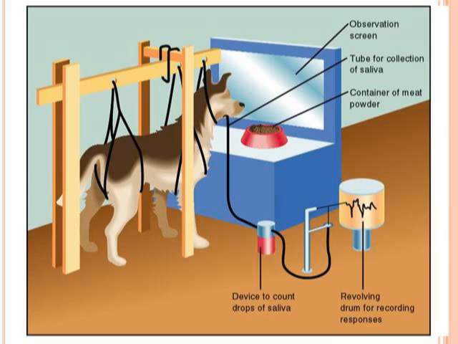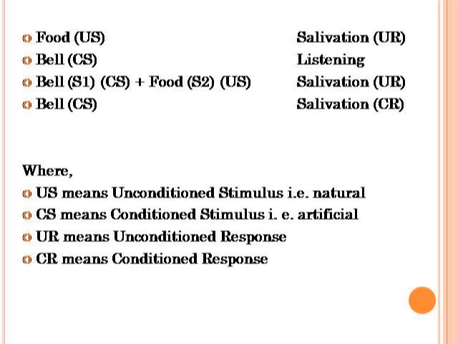Here a rubber tube was inserted in the salivary gland so that the secreted saliva can be kept in a measuring cup. Then some food, that is meat powder, was offered to the dog. Due to the smell of the food, the dog secreted some saliva. Here we can say that the smell of the food is the neutral stimulus or unconditioned stimulus which created the unconditioned response, that is the secretion of saliva.